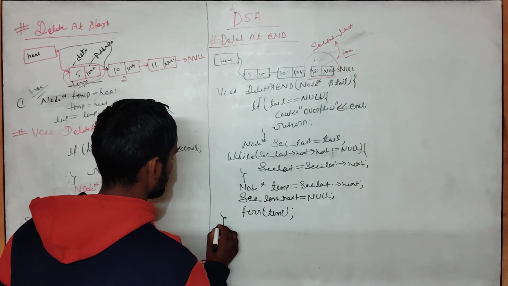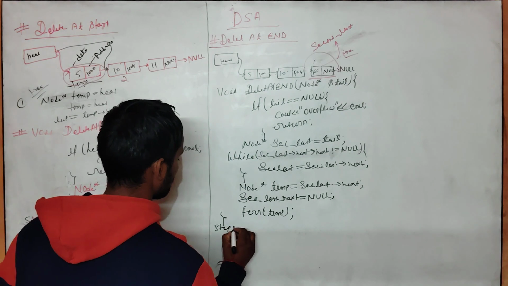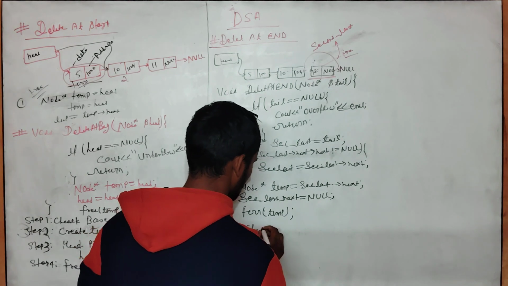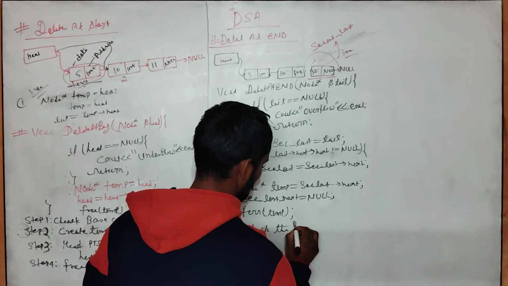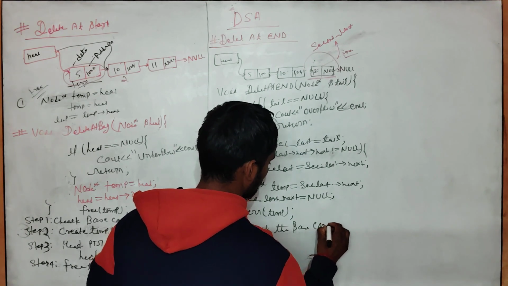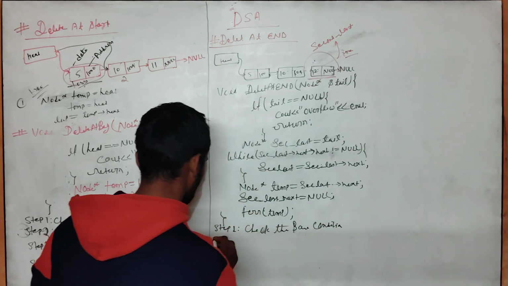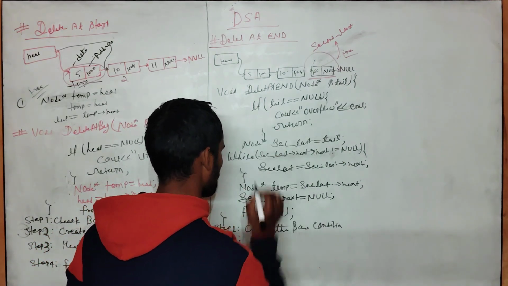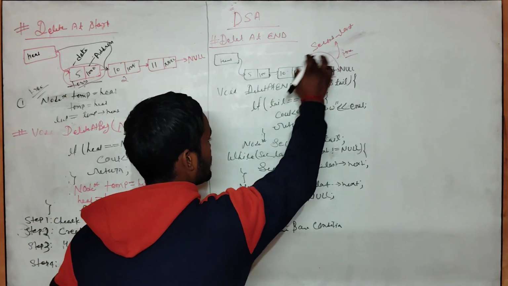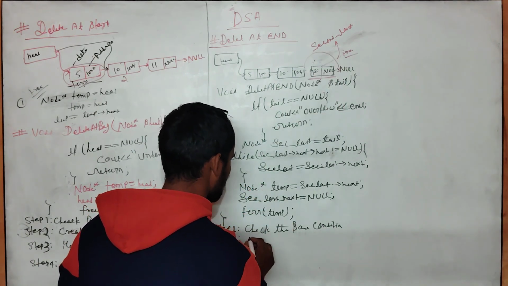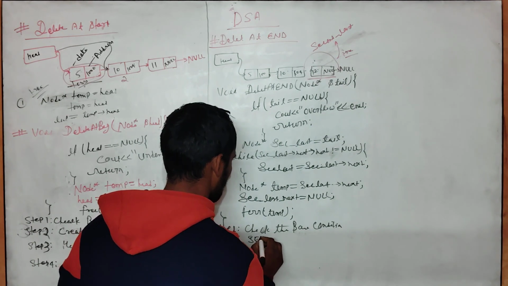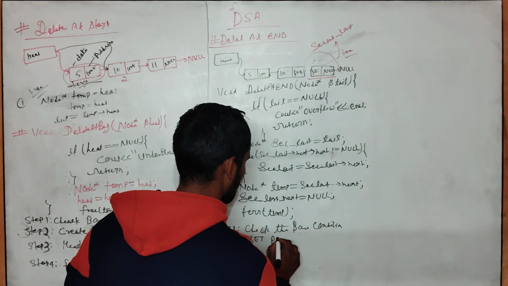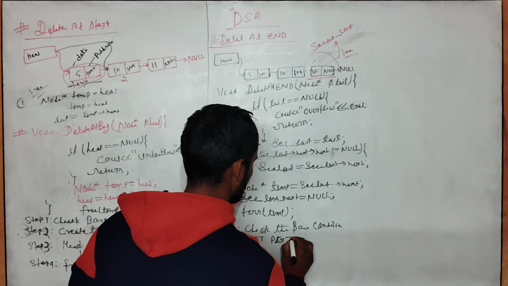If I talk about the algo, step 1: we also check the base condition. Next, step 2: create the second node and create one pointer that denotes the tail. Set ptr as the tail.